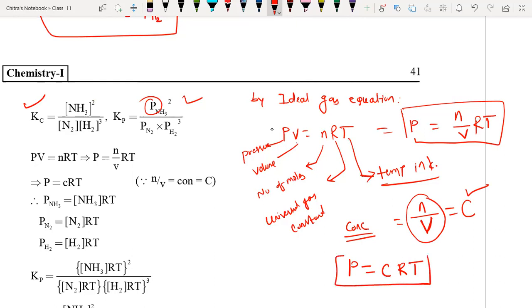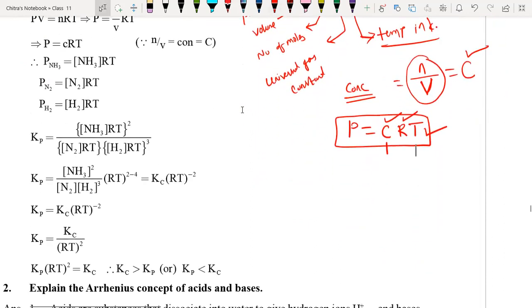So this is the derivation for the pressure applied by any gaseous reactant or product. Whether it is decreasing or increasing, we can calculate it by using this formula. So now we have P equals CRT, where C is the concentration, R is the universal gas constant and T is the temperature. So we can apply that for different reactants as well as products.